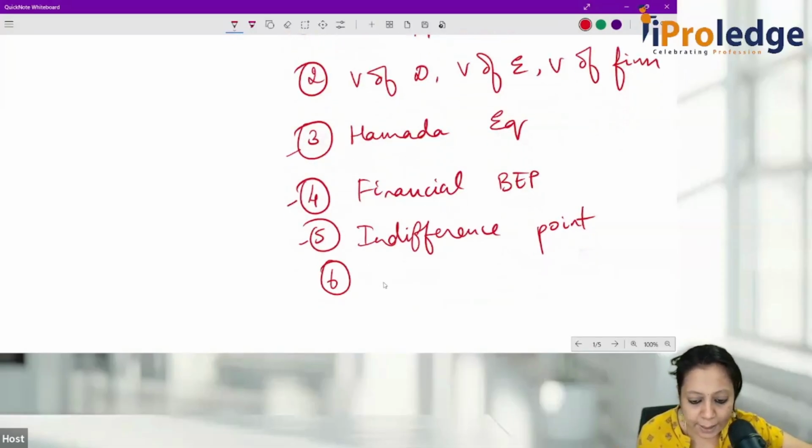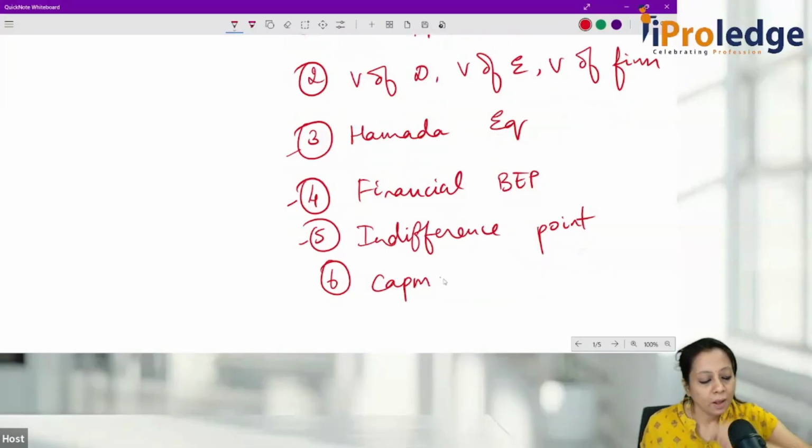So then next is CAPM. You can cover it here or in cost of capital or in dividend. It is a very important one because it is repeated in almost 3 to 4 chapters. In security analysis, also CAPM will be there. CAPM will be used in capital structure also. CAPM will be used in cost of capital also, and dividend decisions also. Slightly important.